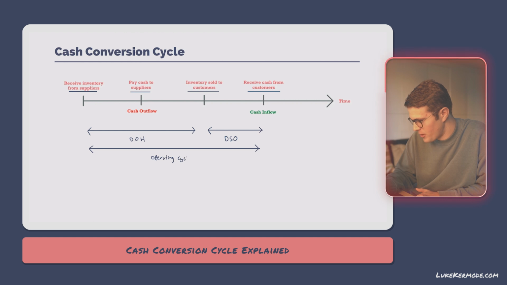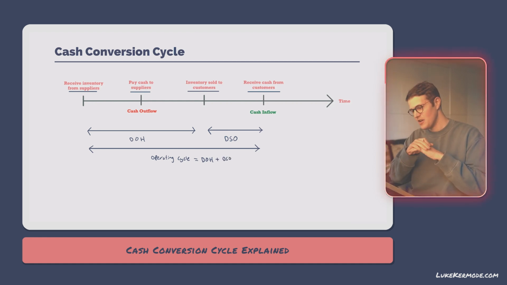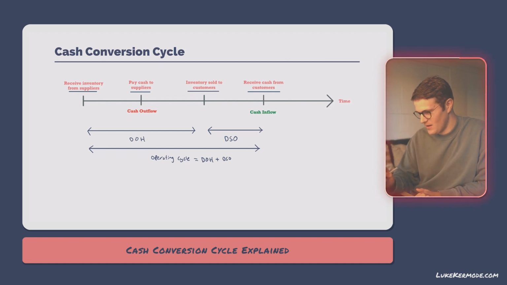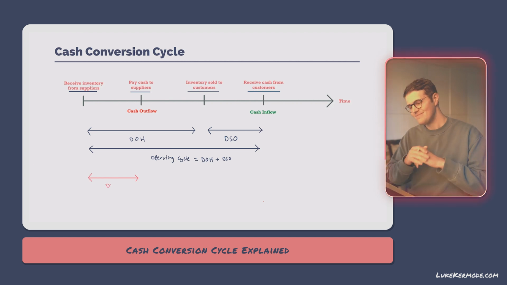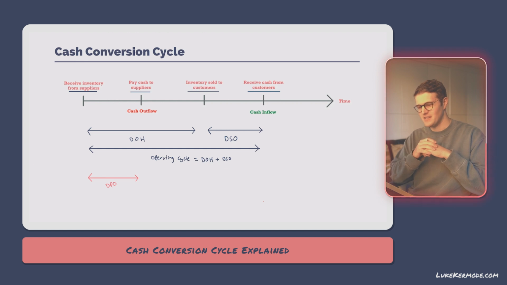So remember, the operating cycle is a combination of the days of inventory held plus the days sales outstanding. So we've got the operating cycle. So how do we bridge to the cash conversion cycle? Well, if you remember from the formula, we need to deduct the days payable outstanding, which we can represent as this period of time here.